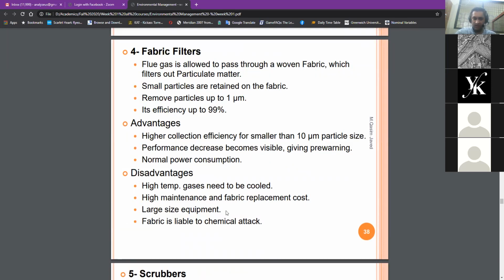The equipment has a large size, and the fabric is liable to chemical attack. It can react to certain chemicals. It can be damaged. It can even catch fire.